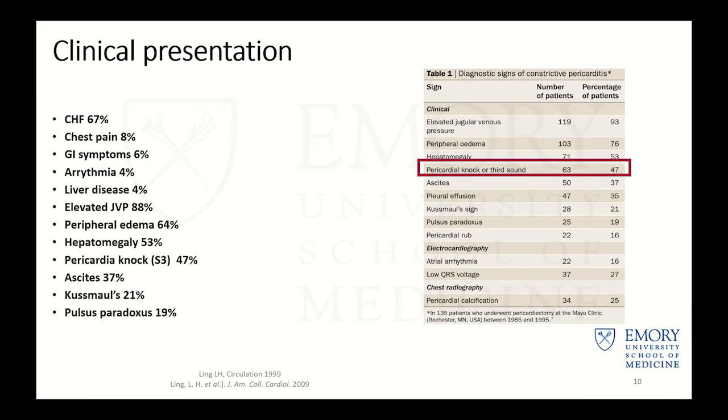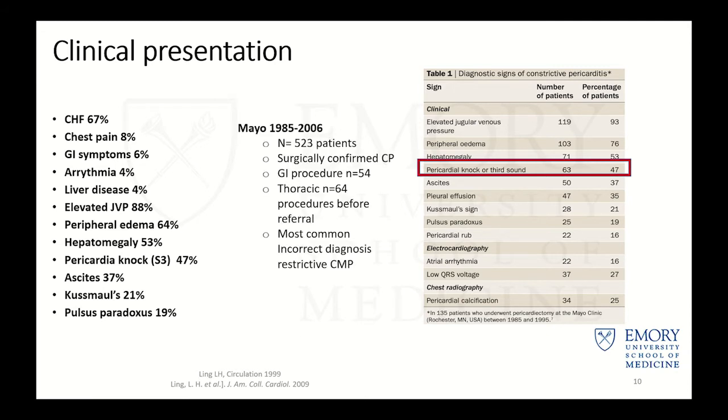So interestingly, there was a study of about 523 patients that had surgically confirmed constrictive pericarditis, and they found that about 54 patients out of those 523 had various GI and thoracic endoscopic procedures prior to referral to the center, and this was studied out of Mayo. That just tells you how challenging diagnosis can be of constriction. People start looking for other things because of multiple GI symptoms, and the most common incorrect diagnosis was restrictive cardiomyopathy in this full cohort.